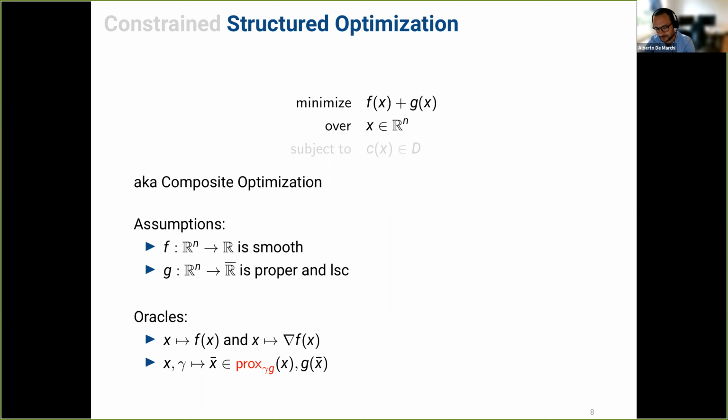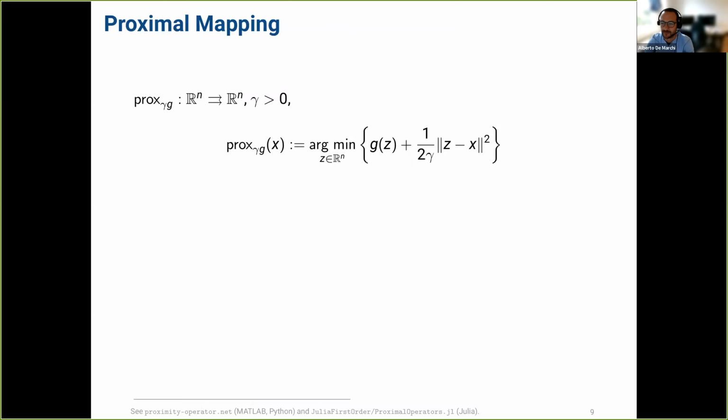But I want to focus on proximal methods. So I assume we can use the proximal operator of this function g, and I will explain that in a minute. And the value of g at the proximal point x bar, what you see here. Okay, but first, what is this proximal operator or proximal mapping? It is defined this way.